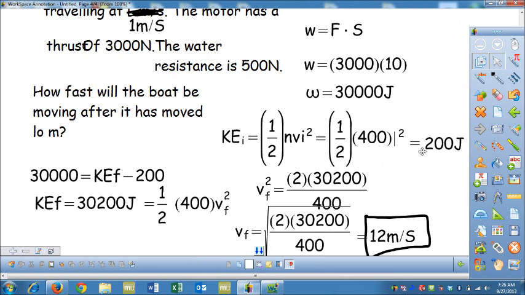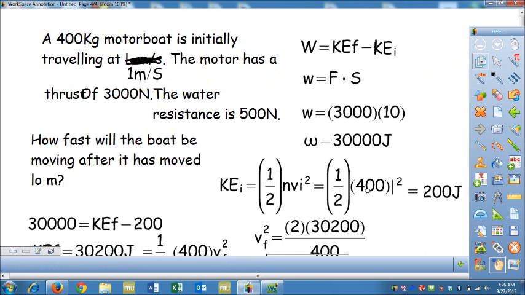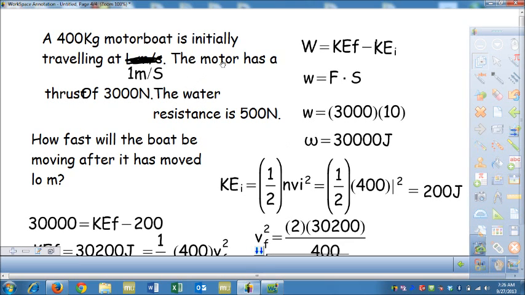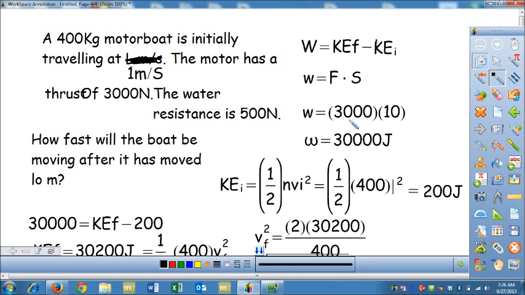Okay, so basically what we said was that we started out at 1 meter per second, and we pushed on it with a thrust of 3,000 newtons against a resistance of 500 newtons. Oh, I forgot the 500 newtons. So everywhere where I have a 3,000 here, I should have a 2,500, right? Because that's really the net force. Forgot about that. Okay, so let's go back. Or should I do it all over again?